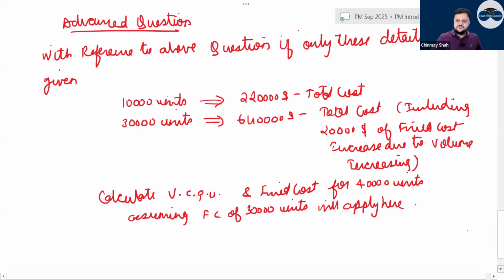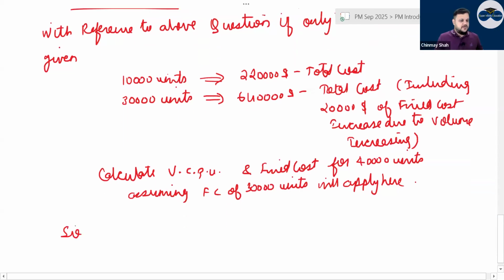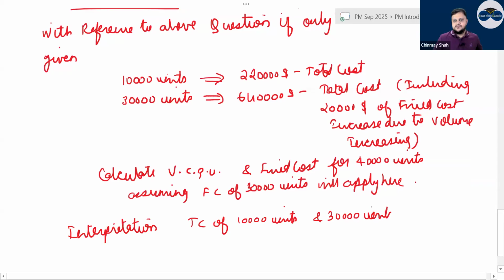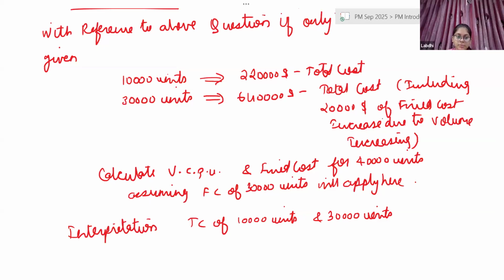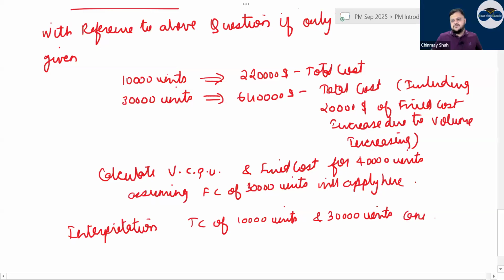So, write down interpretation. Total cost of 10,000 units and 30,000 units. Can it be compared directly? 220, 640, can you compare directly? Tell me. Yes or no? No, sir. Right? 10,000 units and 30,000 units cannot be compared directly.